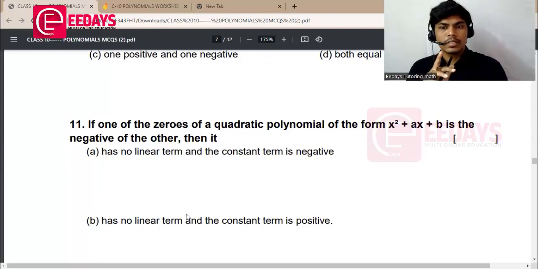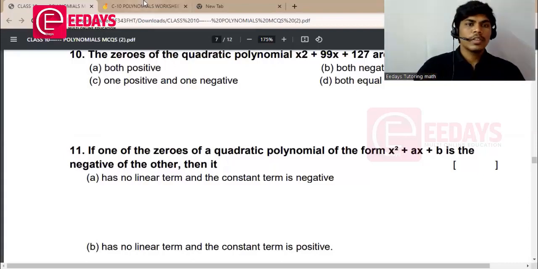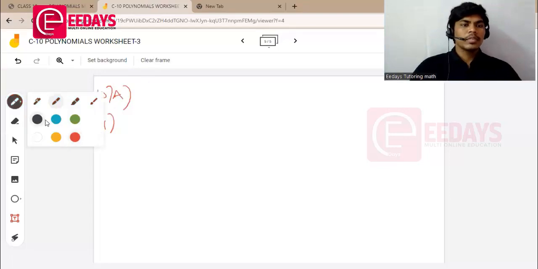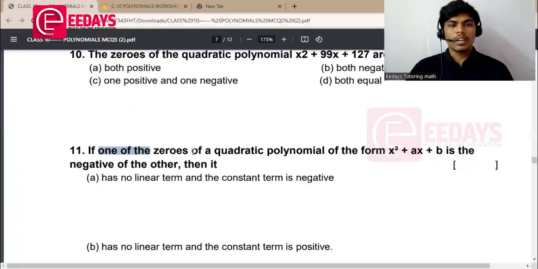Negative of the others. So you are getting, see if one of the zeros of a quadratic polynomial is the negative of the other. So first of all, in this case we have to take x equal to minus x. In the place of x, we have to take minus x. They said one of the zeros is the negative of the other. Negative of the other is nothing but x; we have to take minus x.